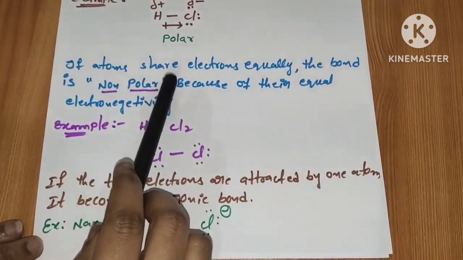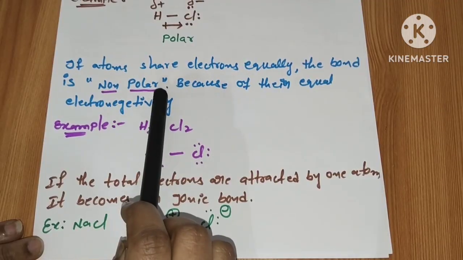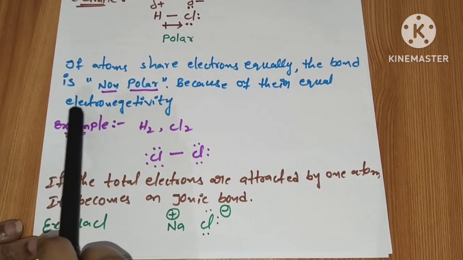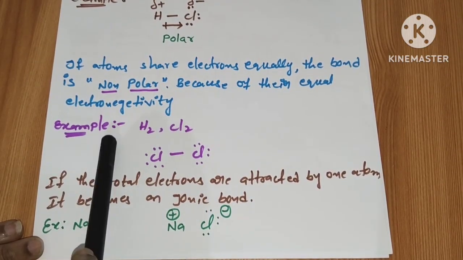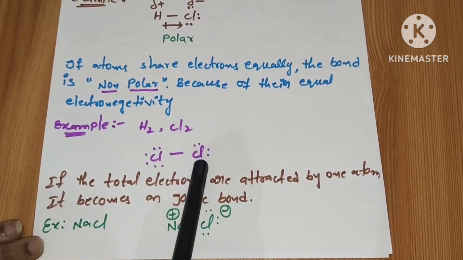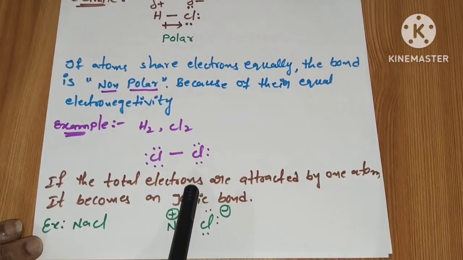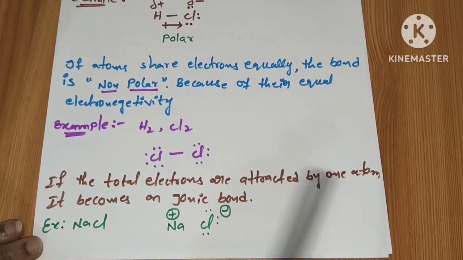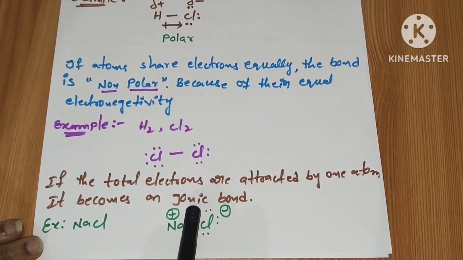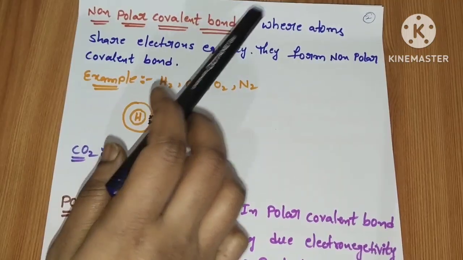If atoms share electrons equally, the bond is non-polar because of their equal electronegativity. For example, H2, Cl2. See here, both chlorine atoms have the same electronegativity, so it is non-polar. If the total electrons are attracted by one atom, it becomes an ionic bond. For example, NaCl.